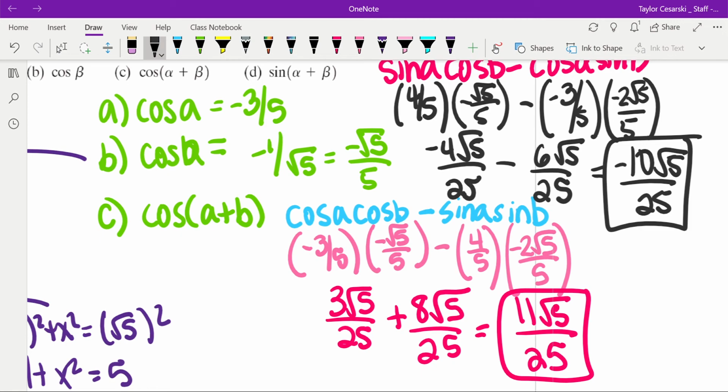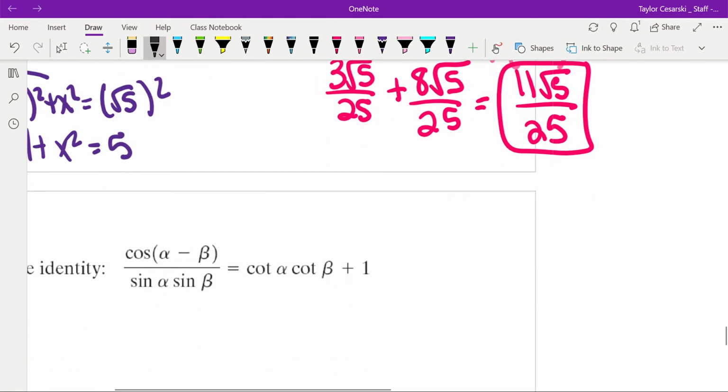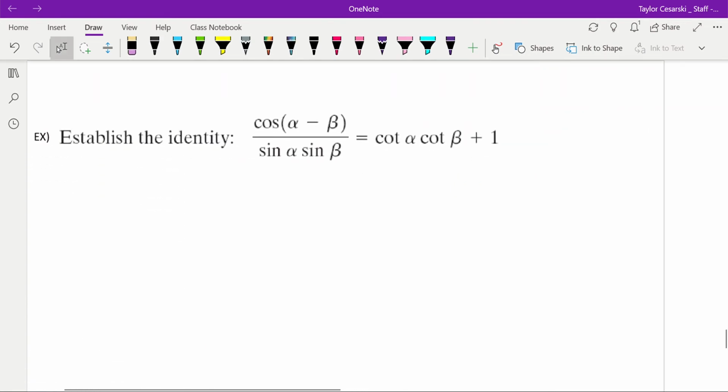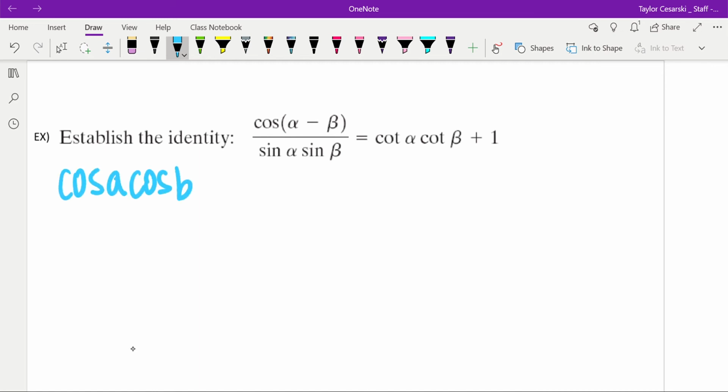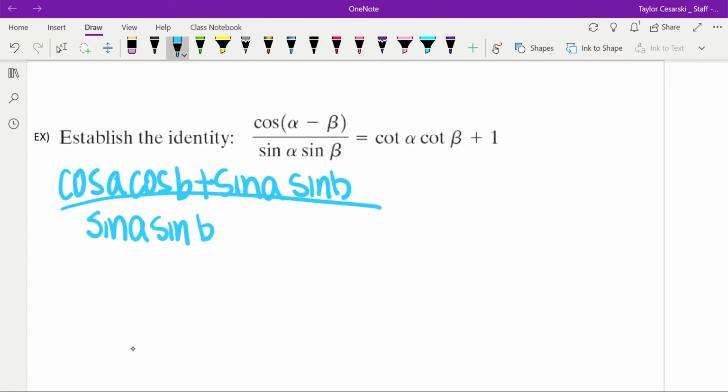All right, a couple identities with adding and subtracting. All right, so cosine of A minus B. So I can break that up into cosine of A, cosine of B, plus sine of A, sine of B, over sine of A, sine of B. Remember, still only manipulating one side of your identity. All right, so let's break this up.